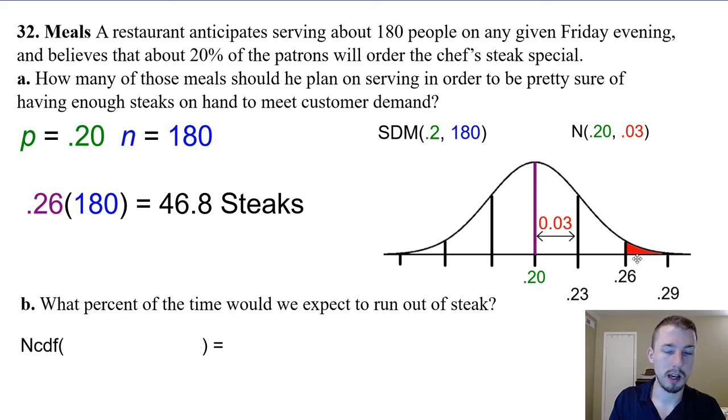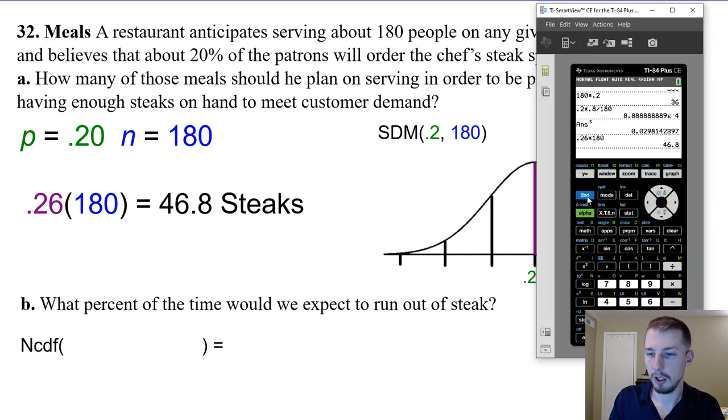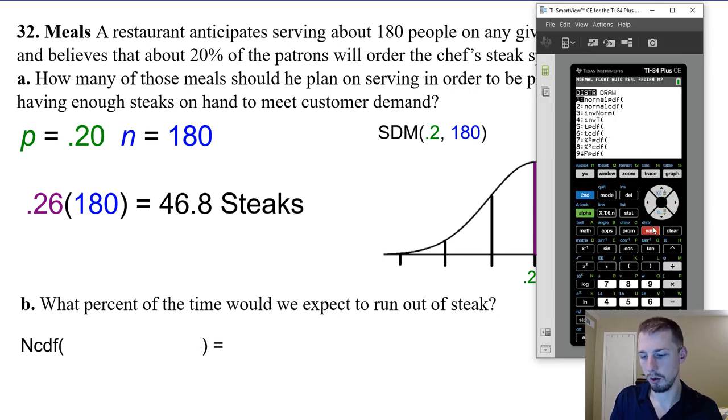Now, what percent of the time would we expect to run out of steak? Well, that's going to be this with a z-score of 2, basically what's on the right side there. I want to find that area. So even if it really was 20%, there's still variation that could happen with a small sample of 180 people. And so to find that, we're going to do the normal CDF, the second distribution here. Our lower limit is going to be 0.26. Upper limit, we're just going to go up to 1, which is the highest proportion you could get, because it's a probability.